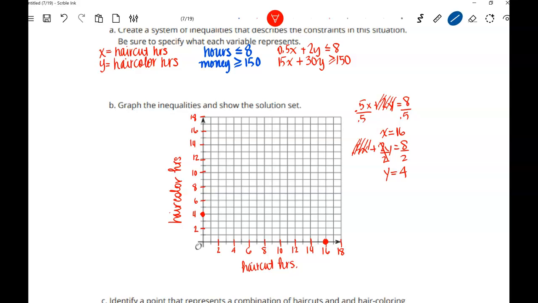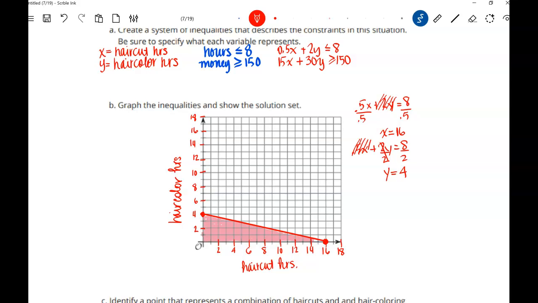The line connecting those 2 dots is solid because that's equal to 8 hours, and she can work up to 8 hours. She has to work 8 hours or less. So this graph right here represents how many hours she could work doing haircuts and colors. How many haircuts and how many colors.